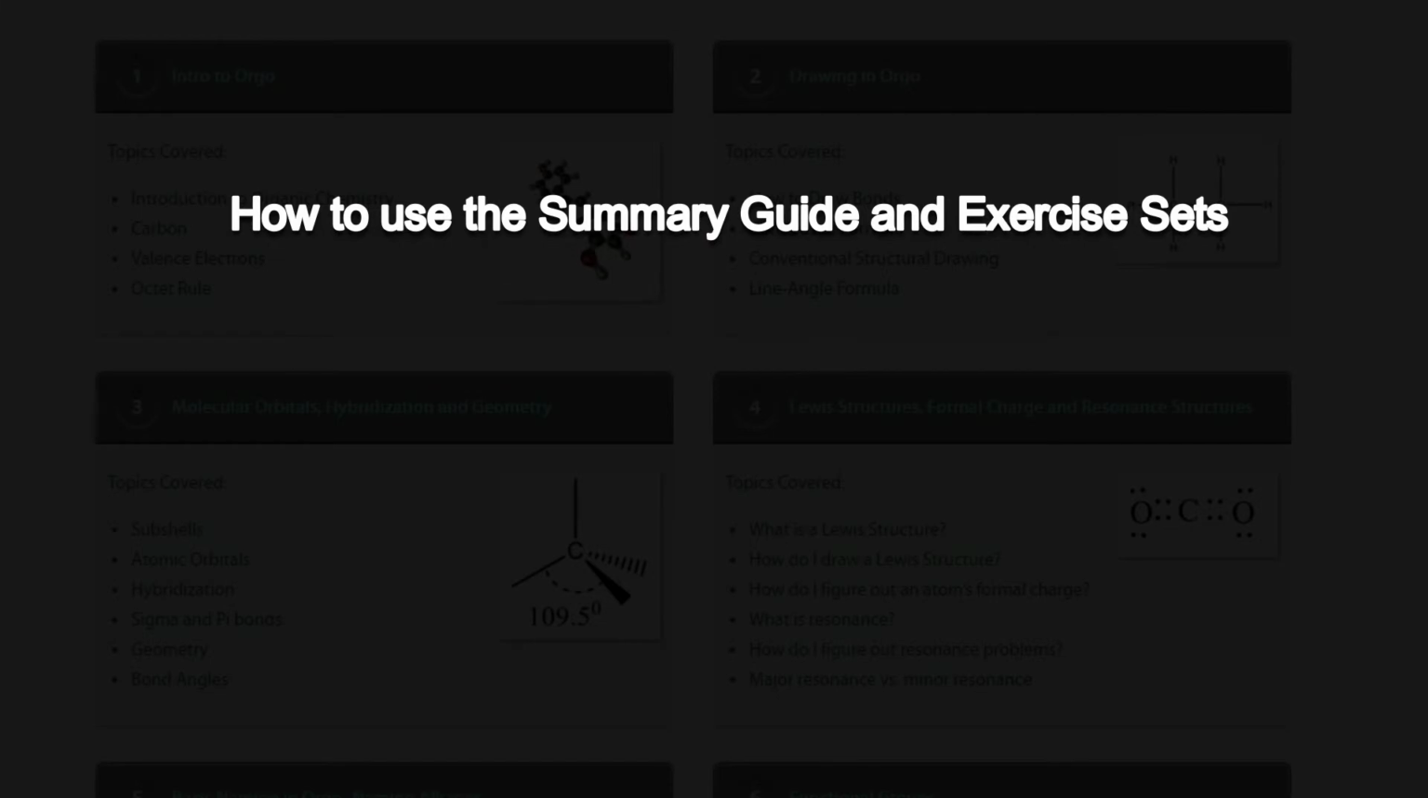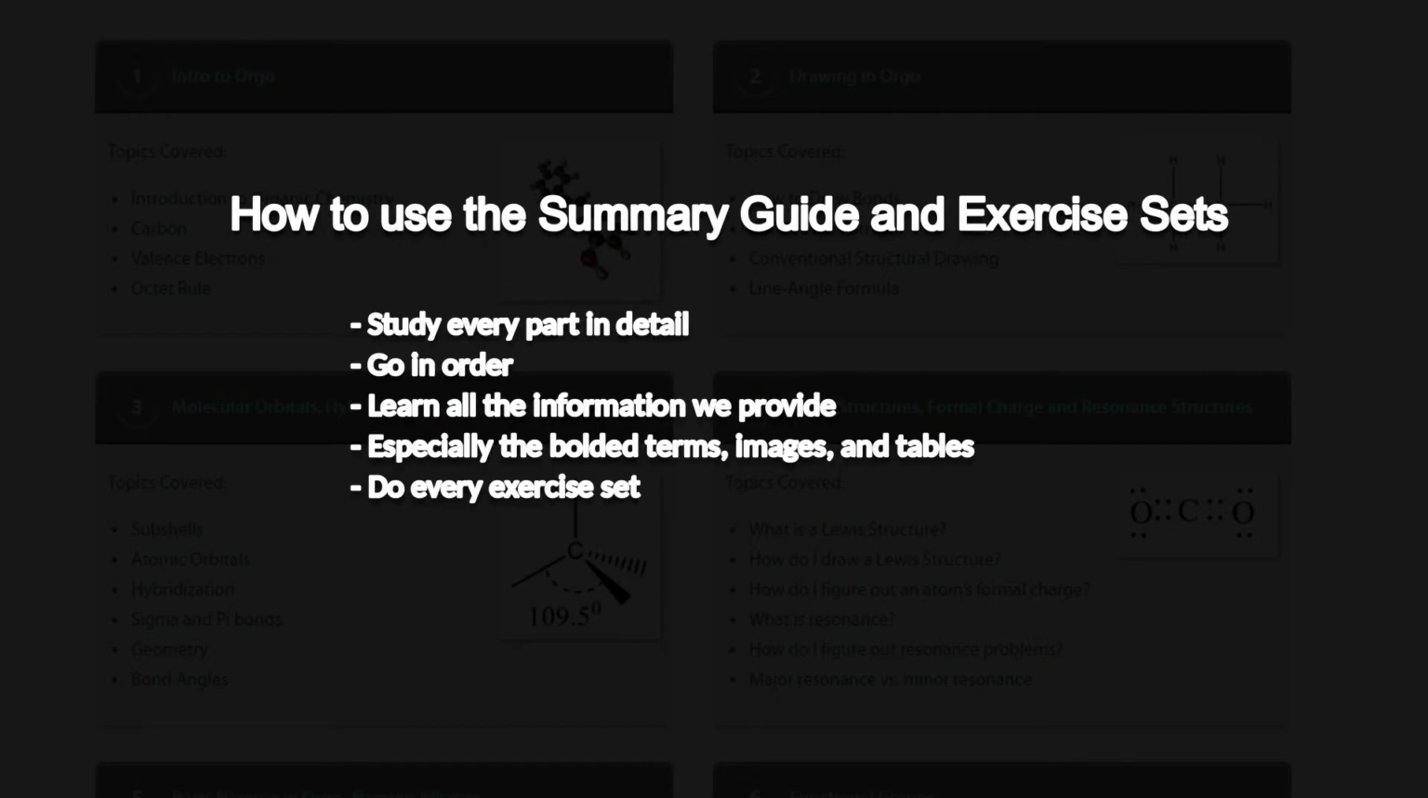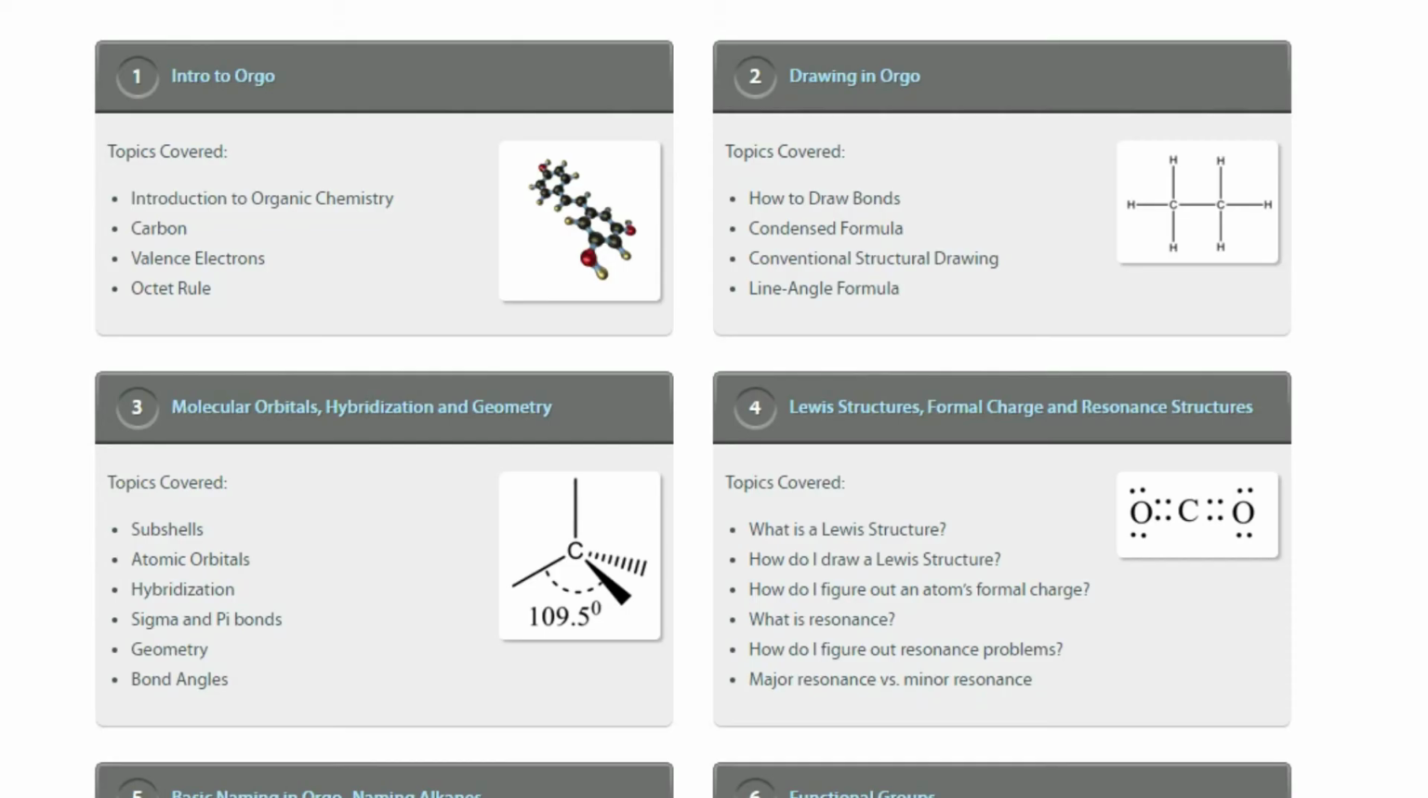So to use the summary guide and exercise sets, you want to make sure that you study every part in detail. You want to make sure you follow everything in order, learn all of the information that's provided, especially the bolded terms, images, and tables, and make sure you complete every exercise set. And then once you're done with all the different parts, you'll be able to start looking into organic chemistry reactions.